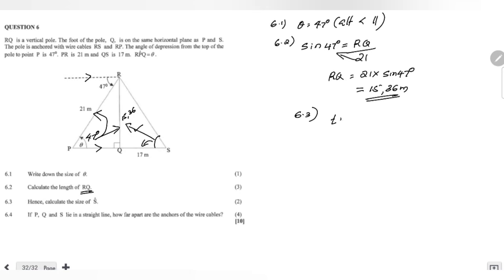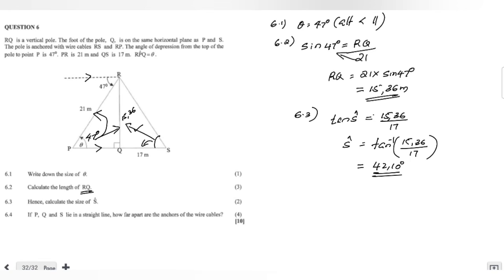Tan. So tan of angle S, we don't know, we are going to find. Opposite is 15.36 over adjacent, which is 17, isn't it? Yes. Therefore, angle S is equal to, sending tan to the other side, tan inverse of 15.36 divided by 17. When you do that, keep this inside the bracket, and you will get the answer 42.10 degrees. Is it clear? All right. Now the last question.